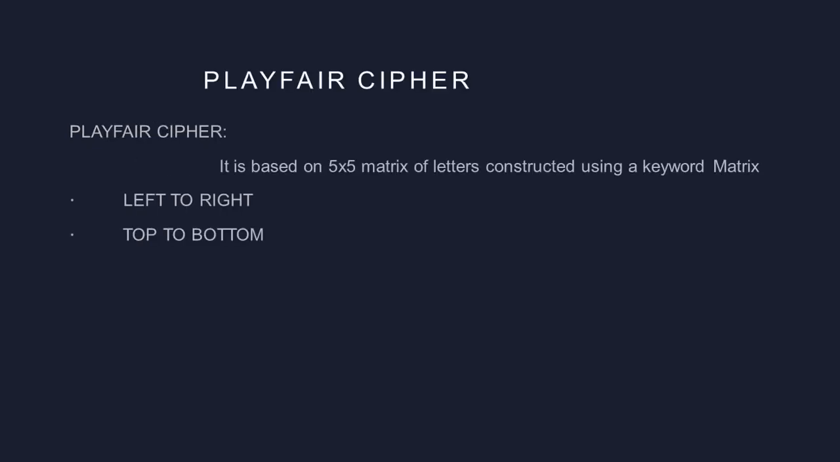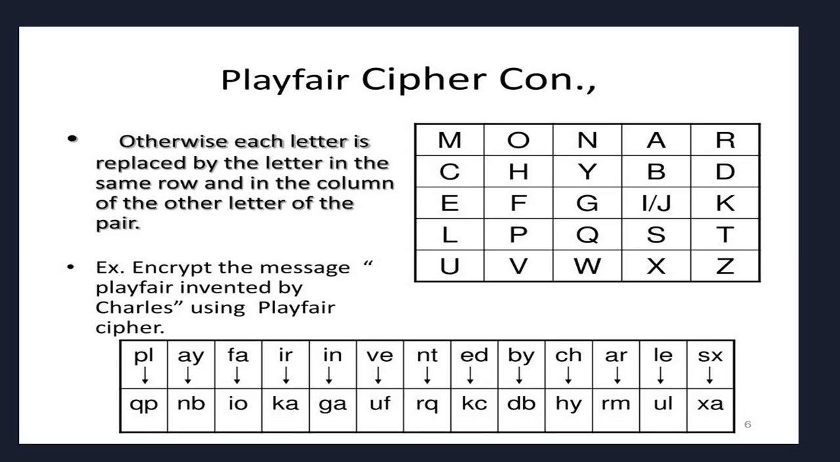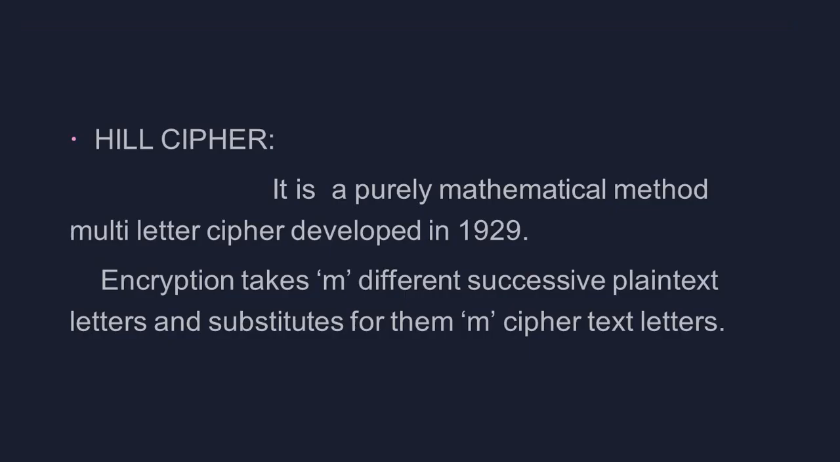So you have the next technique, the Playfair cipher. It is based on a 5 by 5 matrix of letters constructed using a keyword, filled left to right and top to bottom. So here you have the Playfair cipher, an example that is given. So you have left to right and top to bottom.